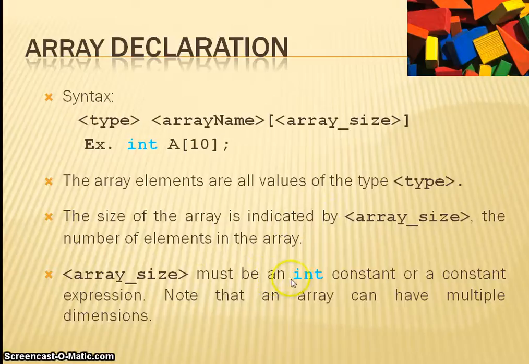The array size must be an int constant. Here the array size must be an integer constant, or it may be a constant expression. We have to give integer constants, or integer constant expressions, for declaring an array size. Note that the array can have multiple dimensions. We can declare the array as single dimensional, two dimensional, or multi-dimensional.